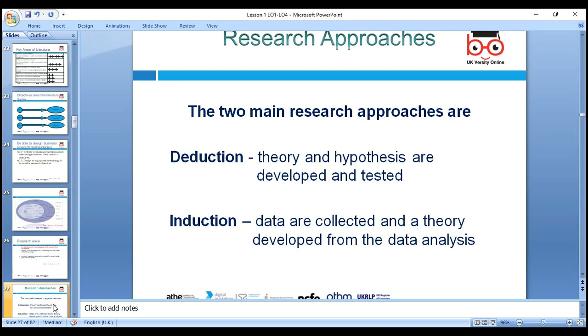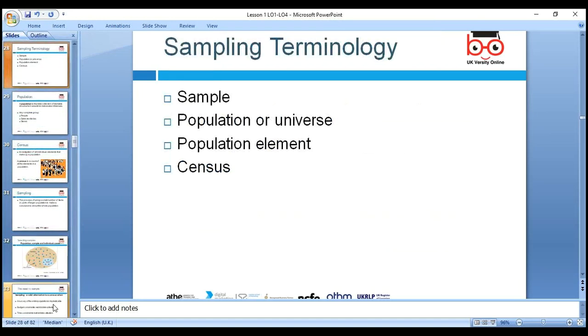Hypotheses mean the research question. In the inductive approach, you collect the data and a theory is developed from the data analysis. So you collect the data, and then your data analysis will help to develop the theory. That's an approach you can use, and you can say which one you will use. Any question?